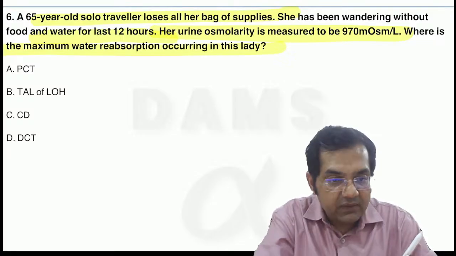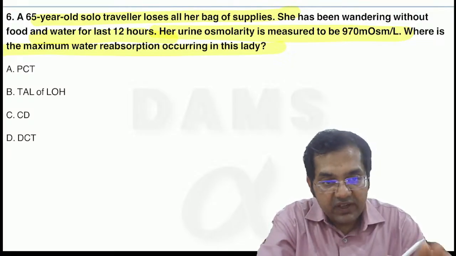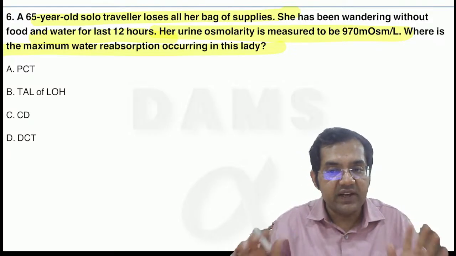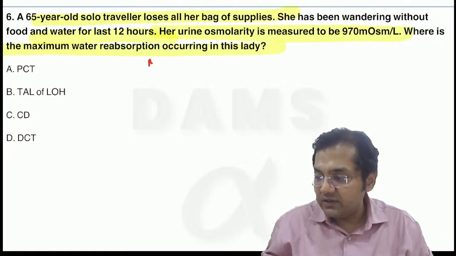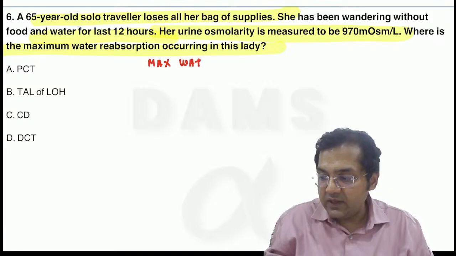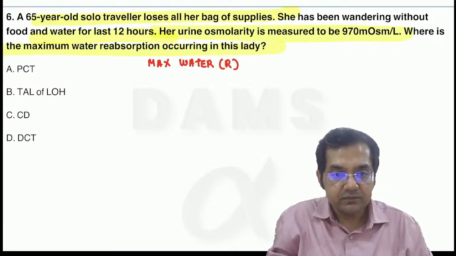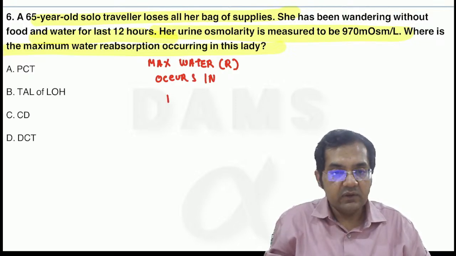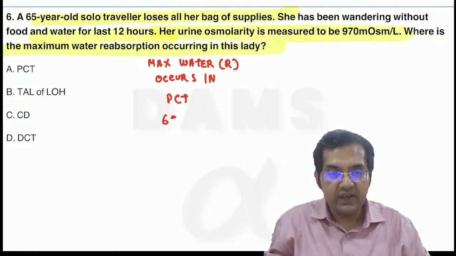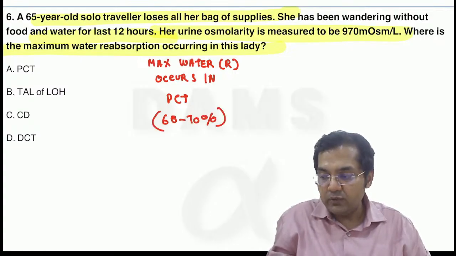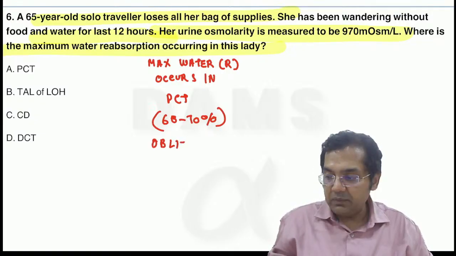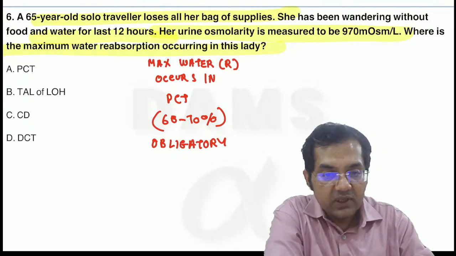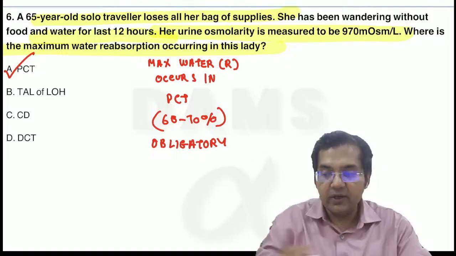So remember, whether you are overhydrated, I am drinking water all the time, or whether I am totally, completely, severely dehydrated, in all these conditions, please remember, maximum water reabsorption occurs in, yes, what is the answer? PCT. How much? 60 to 70%. Please remember, this is famously called obligatory water reabsorption. So whether you are overhydrated or dehydrated, maximum in the PCT.